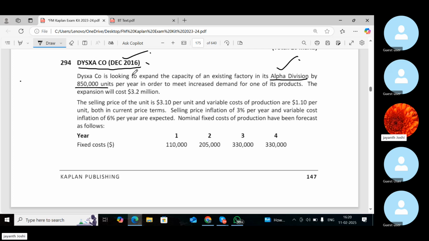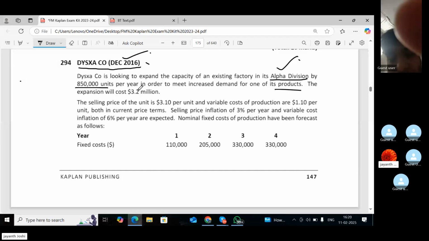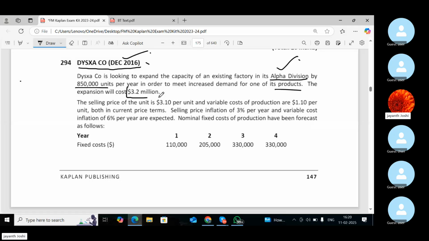And in order to meet the increased demand for one of its products, the expansion will cost them an investment of $3.2 million. I think it's fairly clear to you what the question is asking. Now, the selling price of the unit is $3.10 per unit. Whatever units they're going to sell, it's going to be $3.10 per unit.